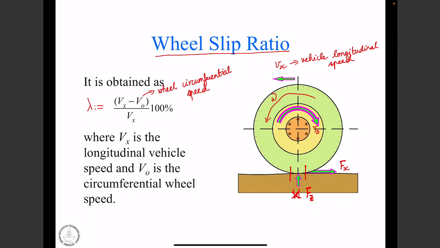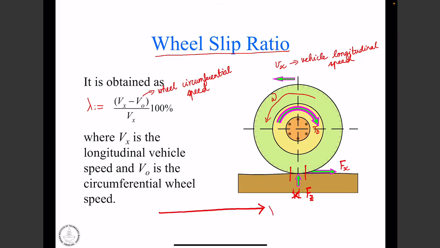There's a difference between the two, and we normalize it with Vx, and then we calculate this wheel slip ratio, which is called lambda. And this is the formula by convention which is used during braking. We'll also look at an alternative definition of this wheel slip ratio when we are considering traction or acceleration.